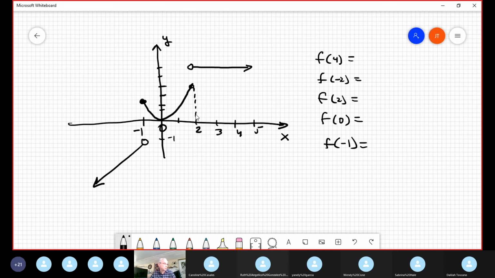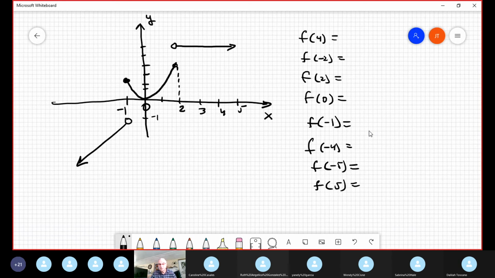In the test, not too much, but okay, we practice, no? Evaluate negative 4, evaluate negative 5, evaluate positive 5, 6 and 7. Wow. Okay, let's do it. It's easy.